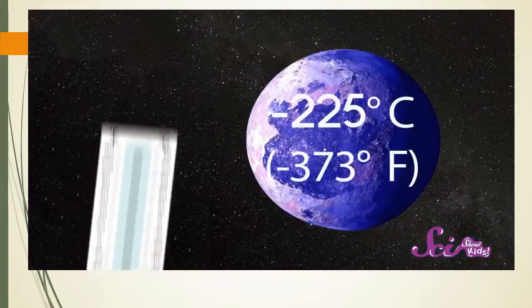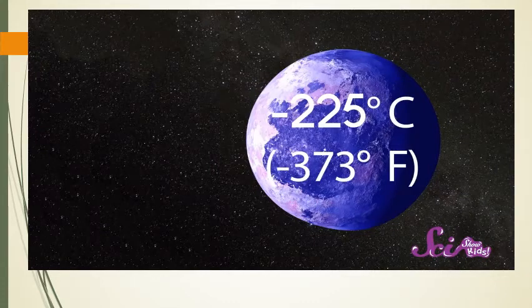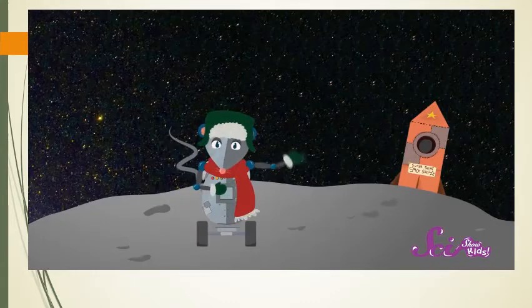Temperatures can dip as low as 225 degrees below zero. So you'll definitely need your mittens if you go to Pluto.